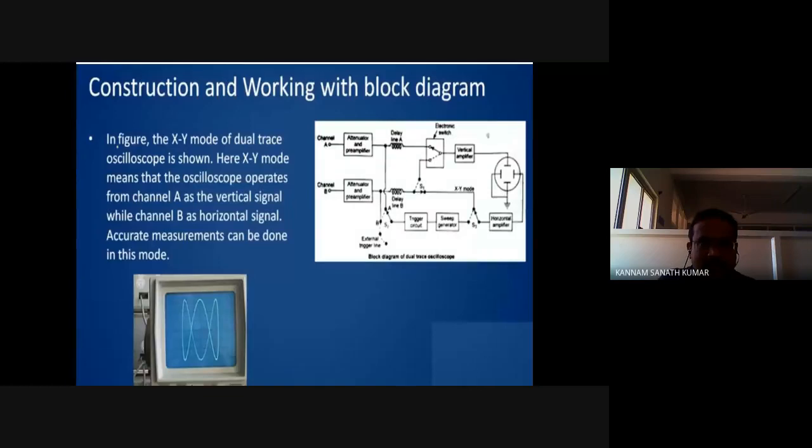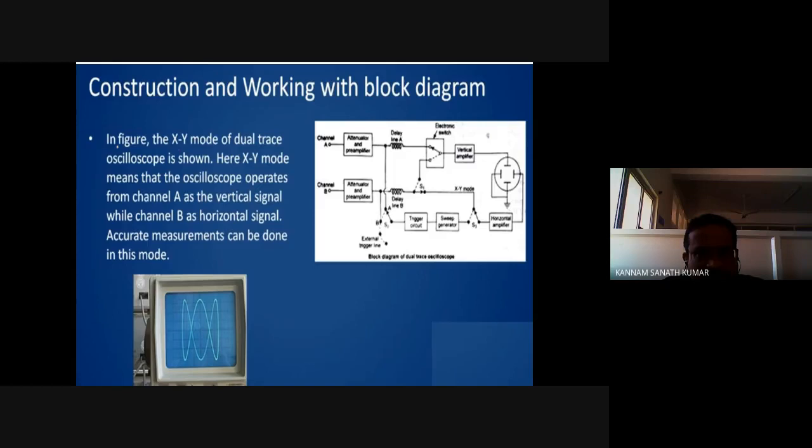Coming to the dual trace CRO, this is operating in XY mode. As I told you, a CRO operates in two modes. One is YT mode and the next one is XT mode. YT mode means the Y signal is unknown and the X signal is a time-based signal. In XY mode, the X signal is unknown and the Y signal is known. One signal is unknown and the other is known.